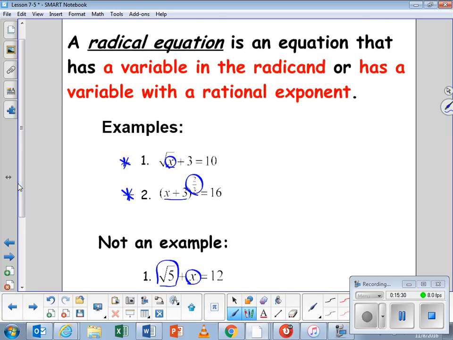All right? So it's important you realize a radical equation is an equation that has a variable in the radicand or has a variable with a rational exponent. Okay? I'm going to do a couple examples like number 1. That's all we're doing. Then tomorrow we'll do some examples like number 2, and we'll talk about extraneous solutions, which we sometimes will get.